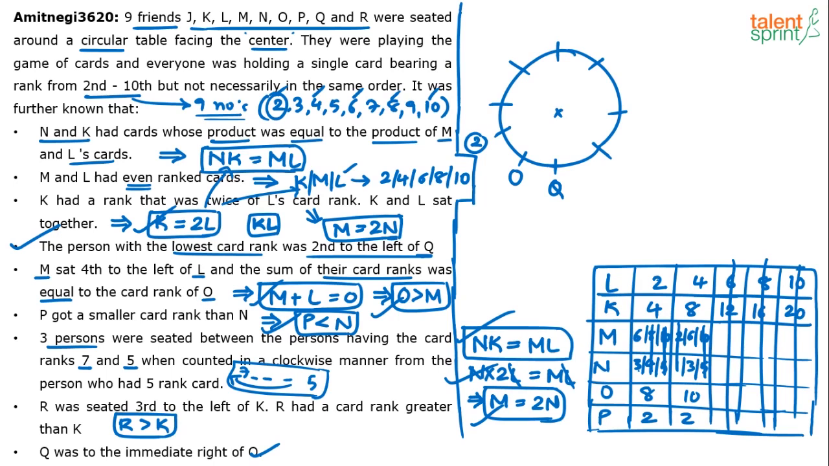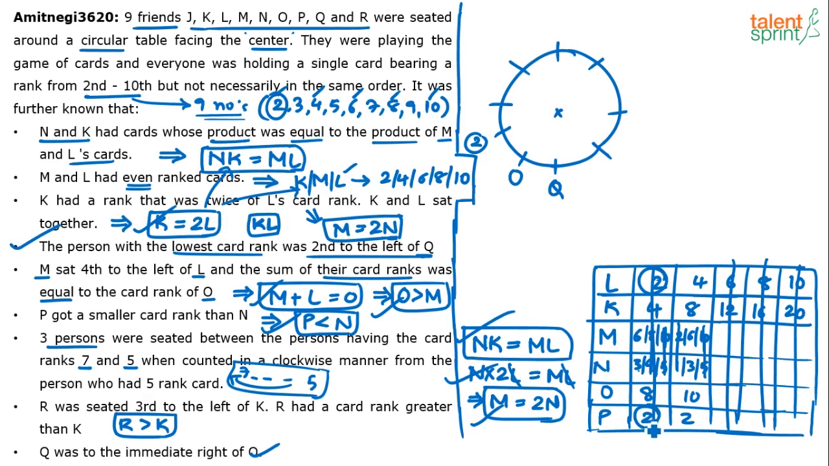R is greater than K. I think this first case is wrong. See, how can we get L equals 2 and P equals 2? Both cannot be 2, right? If L is 2, how can P be 2? Not possible. So this also is wrong. Yes, we are left with only one case now: L equals 4, K equals 8. I missed that simple point, right?